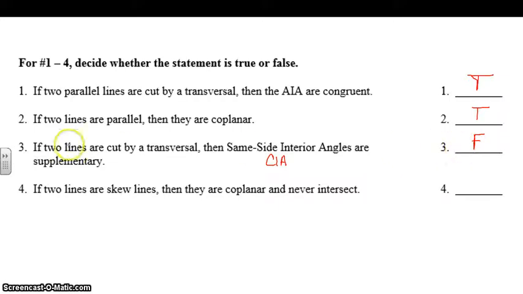And this is tricky, you've got to be careful. The thing that's missing that was there for number one is you specify the parallel piece. If it's just any two lines cut by a transversal, then no, we cannot say that these two angles will add up to equal 180. It has to be specific that the two lines are parallel, cut by a transversal, then same side interior angles are supplementary. Number four, if two lines are skew lines, then they are coplanar and never intersect. That is false. The part that's false is this right here. The definition of skew lines says they are non-coplanar and never intersect. So the statement is false.